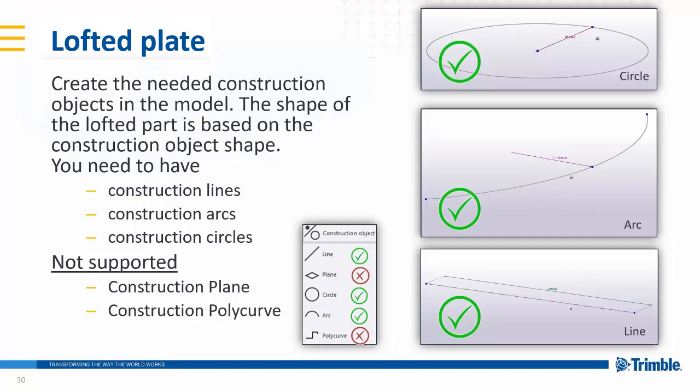Okay, so moving on, let's make a few points on this first of all. What you do to create the lofted plate is you create the needed construction objects, so construction lines, construction circles, construction arcs. It will not work with construction planes or construction polycurves. So it'll only work with circles, arcs and lines. So defining the transition and parts, you need to use these construction objects here. The plane and polycurve will not work.